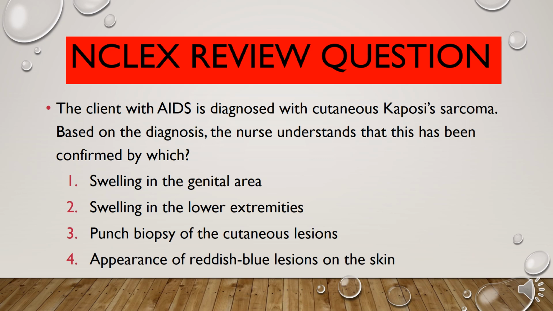So another NCLEX review question. A client with AIDS is diagnosed with cutaneous Kaposi sarcoma. Based on the diagnosis, the nurse understands that this has been confirmed by which? The answer is 3, a punch biopsy of the cutaneous lesions. Again, we talked about this. The biopsy is the only way to confirm diagnosis.